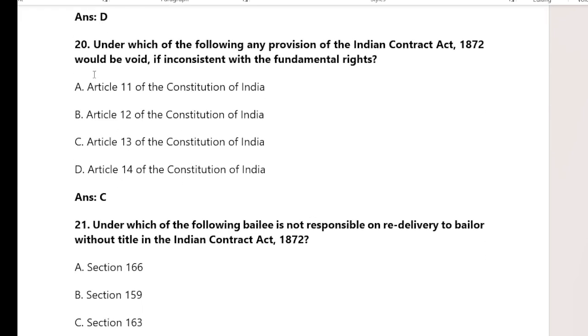And the next question is, under which of the following any provision of Indian Contract Act 1872 would be void if inconsistent with the fundamental right? Article 11 of the Constitution of India, Article 12 of the Constitution of India, Article 13 of the Constitution of India, Article 14 of the Constitution of India. Then the right answer is option C, Article 13 of the Constitution of India.